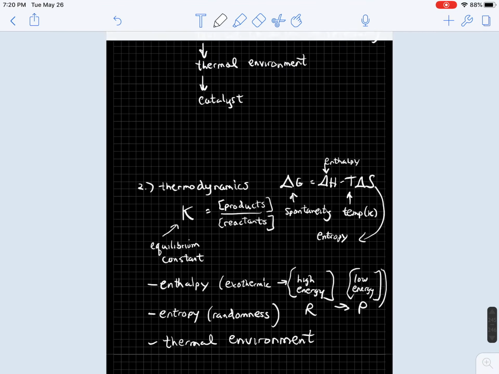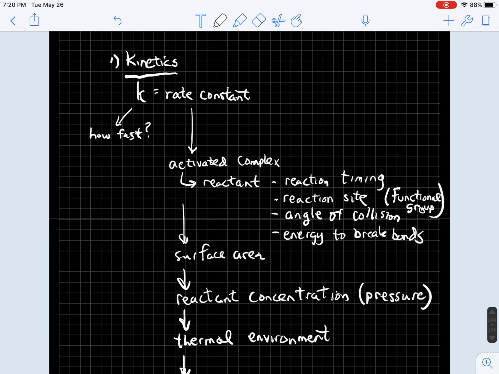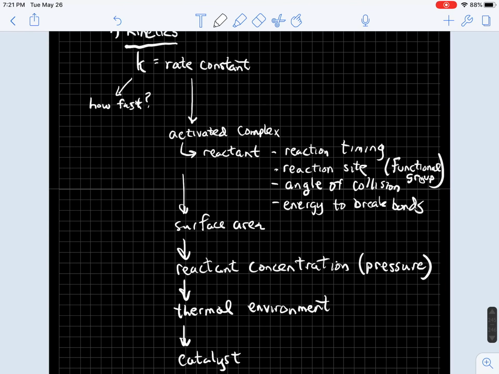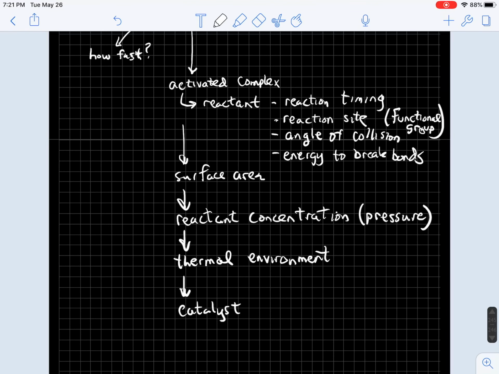So that's a lot to have to deal with here in one chapter. In terms of kinetics, we have to deal with the rate constant and how to do those calculations. There are a number of different ways of doing it. We're only going to learn one way in this class. And we have to consider all the factors that affect the speed of a reaction, like how the activated complexes form, bringing things together at the right time, right place, correct angle on the functional group with enough energy to break bonds. We have to consider surface area if it's a heterogeneous reaction.